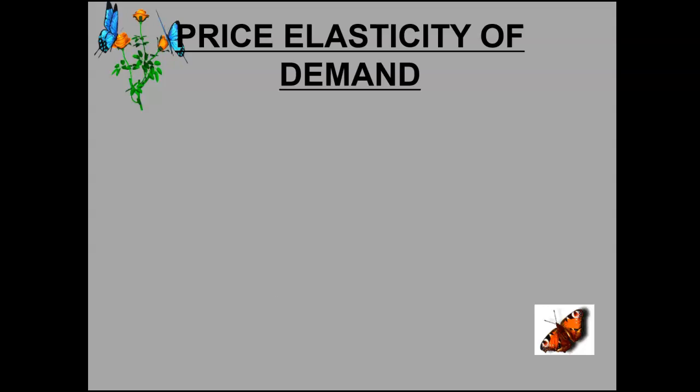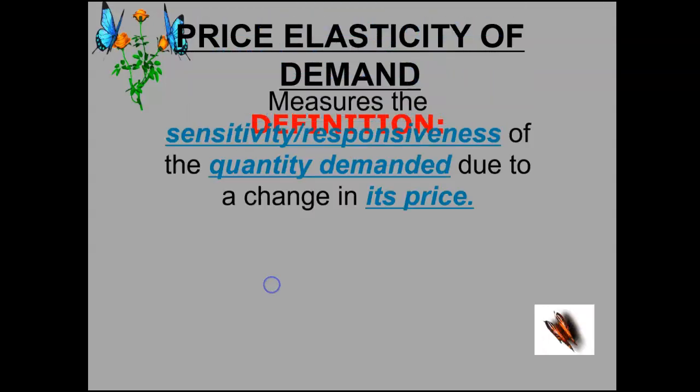Okay, so if you still remember, I made a teaser before this. There are three types of elasticity of demand, which are price elasticity of demand, income elasticity of demand, and also the cross elasticity of demand. So we'll start with the first one, which is the price elasticity of demand.